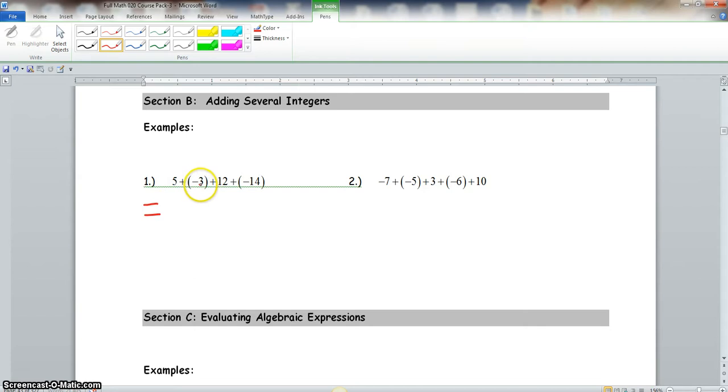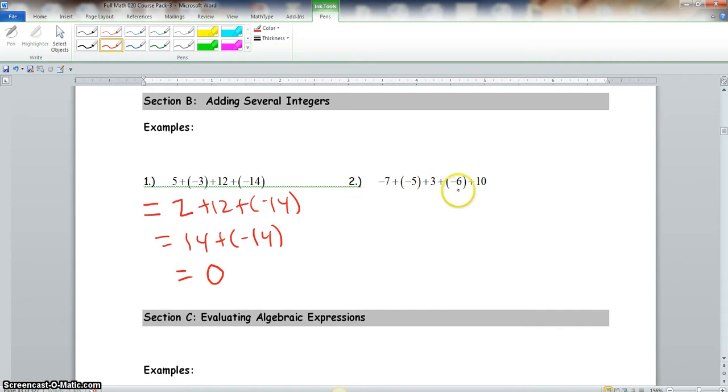5 plus a negative 3, we know that that will give us 2. Because we know 5 minus 3 is 2, and 5 is the longer distance from 0, so we would keep its sign. Now we will have plus 12 plus a negative 14. 2 plus 12 is 14, plus a negative 14. 14 plus its opposite is 0.